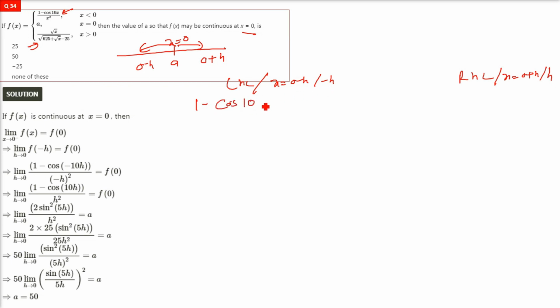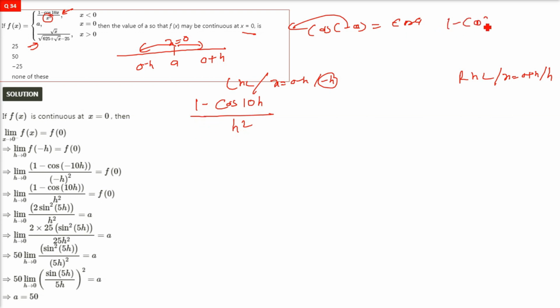So x = 0 − h, that is, minus h you have to put. So 1 − cos(10 into −h), cos(−θ) is cos θ. So it will be only cos 10h divided by x². x² is (−h)², which is h² only. So (1 − cos 10h) divided by h². 1 − cos 10θ is what?